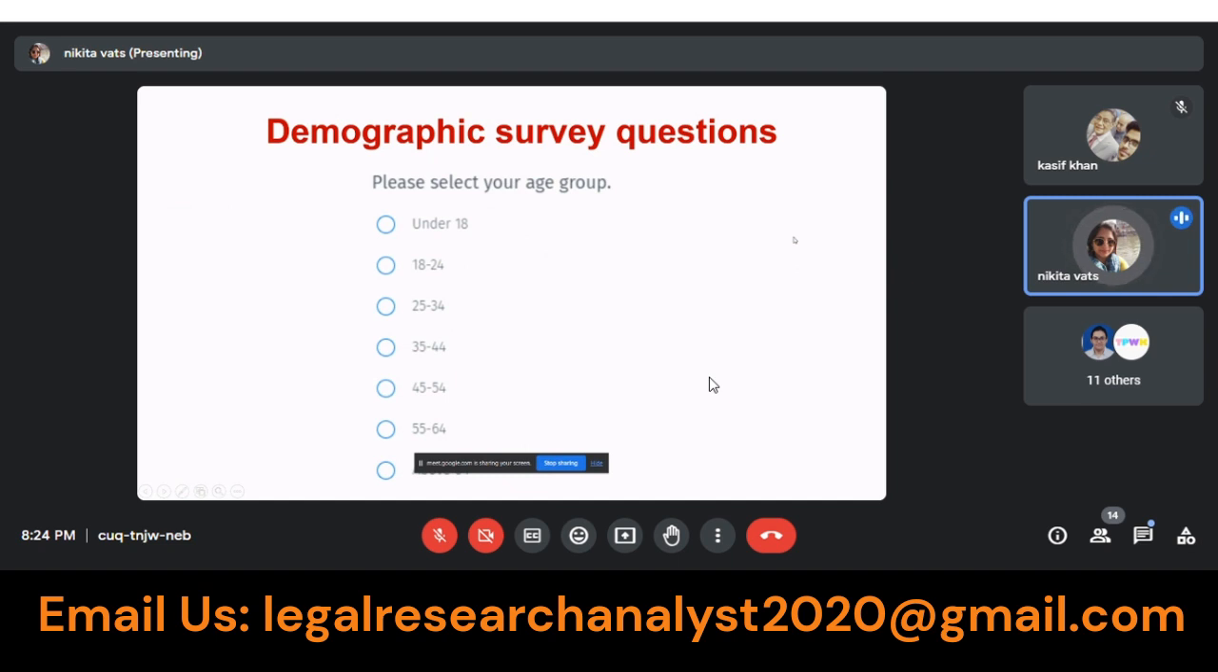Now, demographic survey questions. This is very important in age-related studies. For example, you only want adults to be a part of your study. So you can ask whether they are above 18 or below 18. If the answer is below 18, automatically their inputs get rejected. Their inputs will not be incorporated.